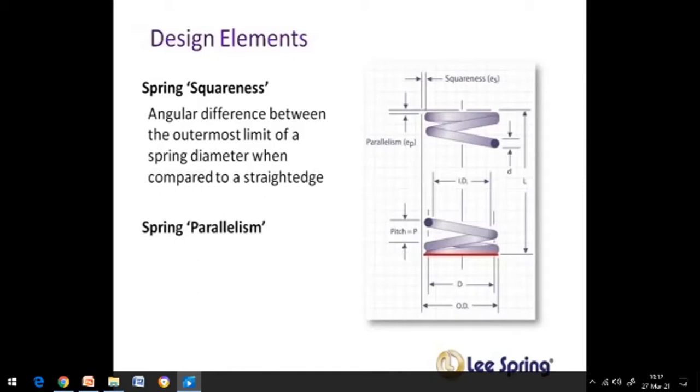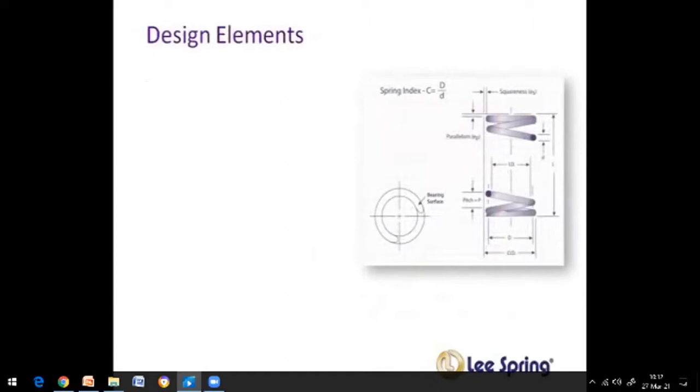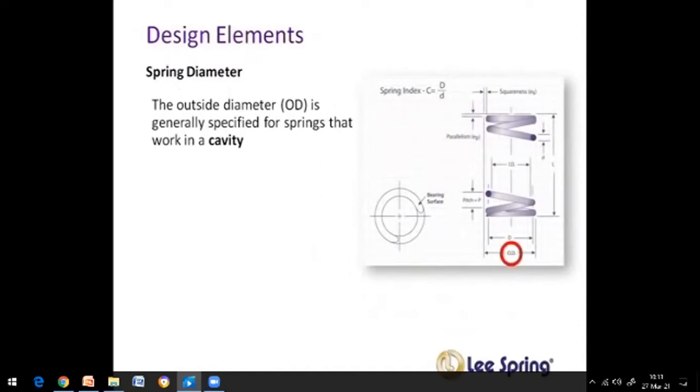Now let's take a look at the physical dimensions of the spring, specifically spring diameter. Spring diameter is often referenced in a couple of different ways. One method is the outside diameter, or OD. This dimension is important when the spring is used within a cavity. Another dimension is the inside diameter, or ID. This dimension is important for springs that work over a rod or shaft.